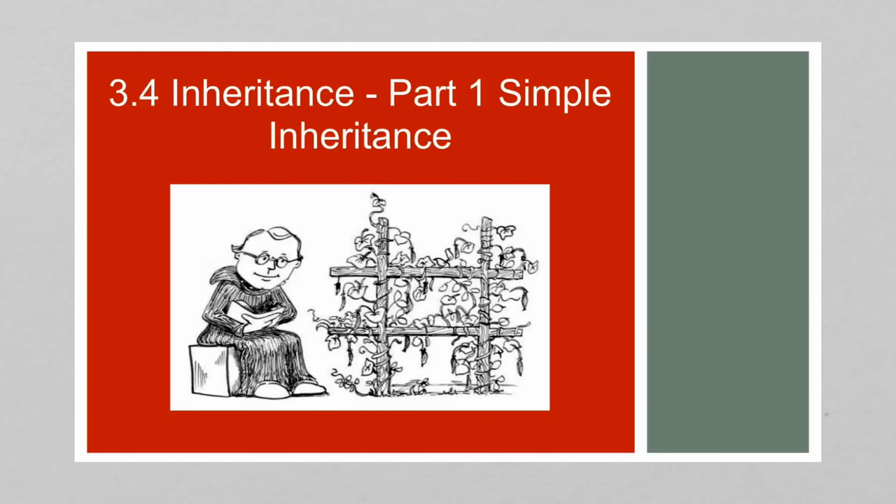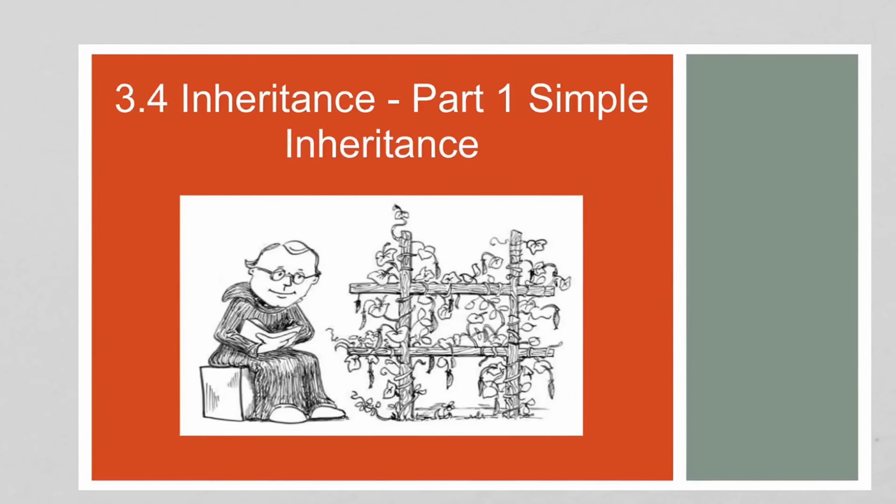This is the first in what will be at least 2 parts on 3.4 inheritance. It is going to go over simple inheritance, the dominant and recessive type of inheritance that was discovered by Gregor Mendel.